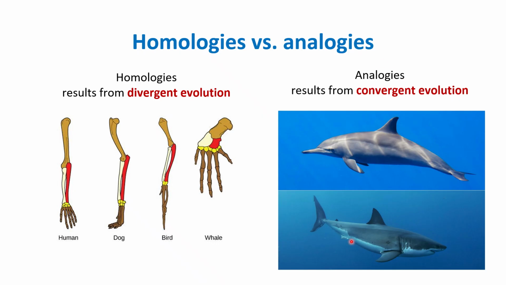For example, the shape of a dolphin and a shark, again, they look pretty similar, right? But dolphins are mammals, sharks are fishes, and the only reason they appear to look alike is because they both live in water and face similar selective pressures from that environment. Therefore, analogies are the products of, again, convergent evolution, where they're coming together.